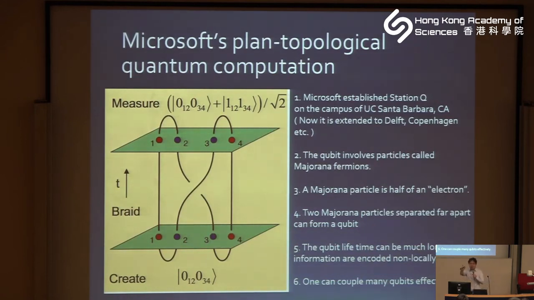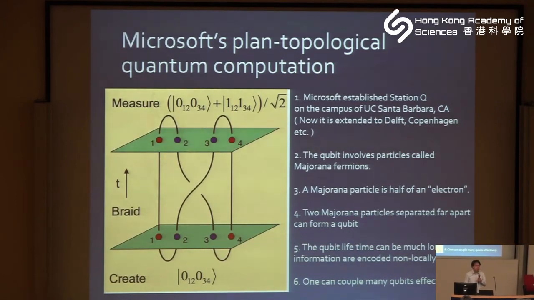These two Majoranas can form a state, and that can form a qubit. And if you have many, many pairs of Majoranas, that gives you many qubits. You can entangle them by moving these Majorana fermions around, and then what you get is your quantum state, which is fully entangled. This is a very interesting scheme.